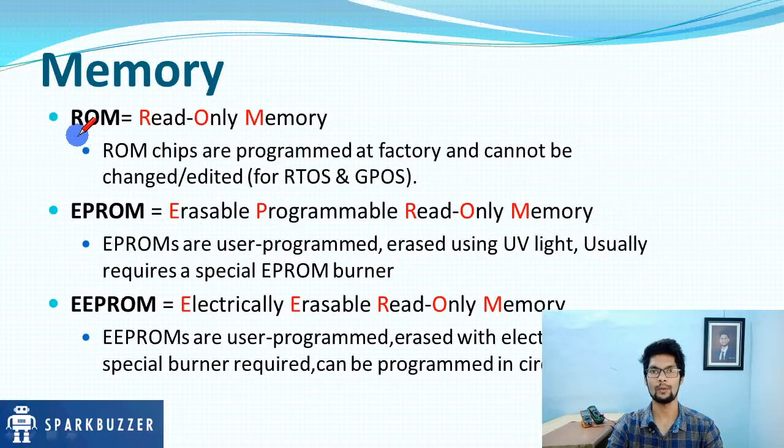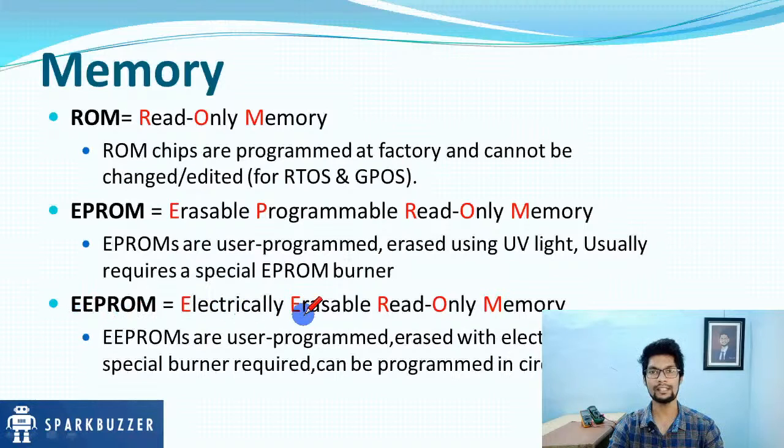Memory. ROM, read only memory, is flash memory that is programmed at a factory and cannot be changed. Let's take an example of your digital watch or a calculator. The software is hard-coded into the memory. EPROM is an erasable programmable read-only memory. This is user programmed, but it requires a special burner to write to this memory, and if you would like to erase the data, it requires special equipment. So mostly this is not used in today's applications.